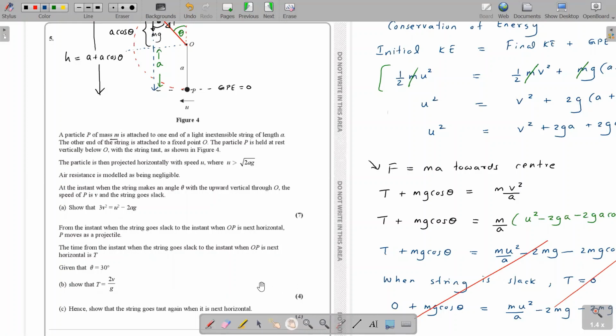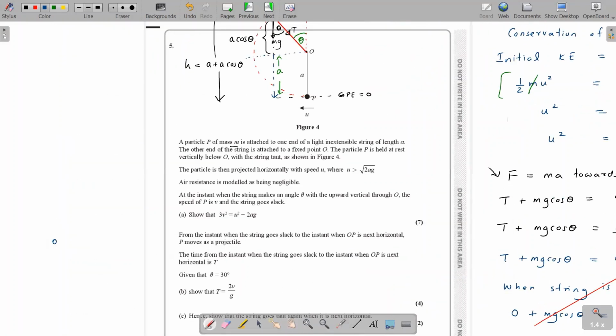Okay, so you have your particle at this point now, right? This particle over here goes with this velocity. So at this point, the particle starts to go in a projectile. You see, it's going to move freely under gravity. So this is the origin. So they say OP is next horizontal means when this particle comes over here from the origin.